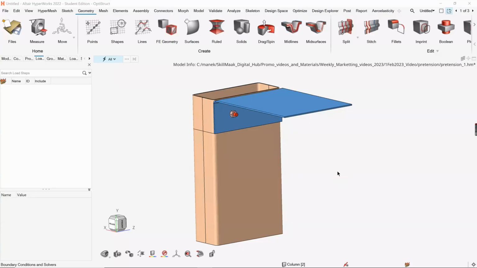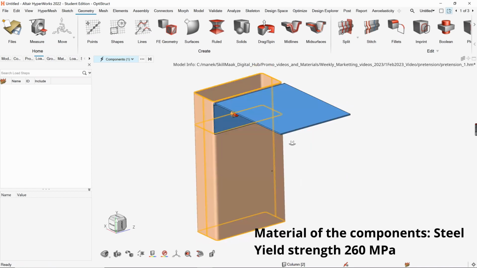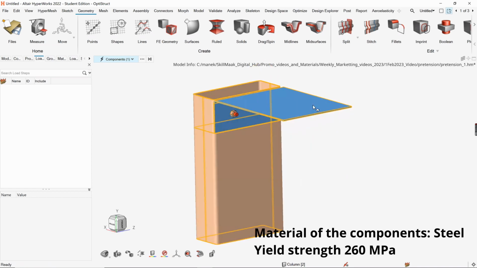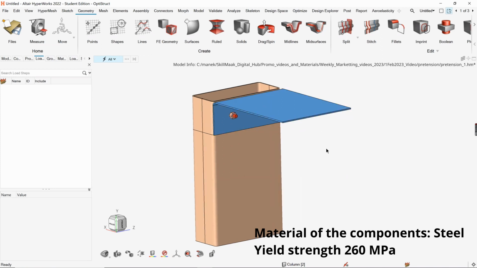This is a CAD model of a structure where we have two components: one is the column and one is the bracket. The column is made of rectangular cross sections with a thickness of 2 millimeters, and the bracket is also a component with a thickness of 2 millimeters. These two components have been assembled together with the help of bolts and nuts.